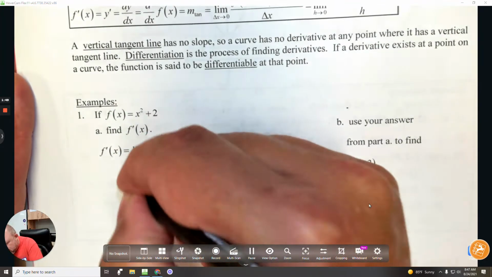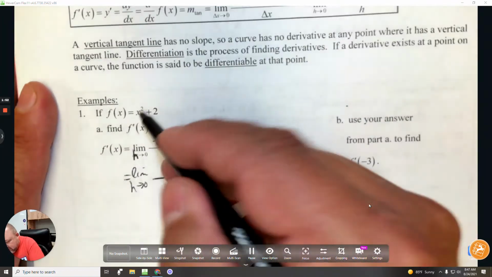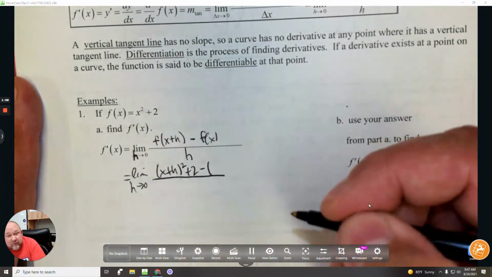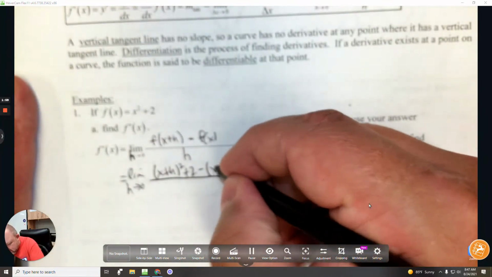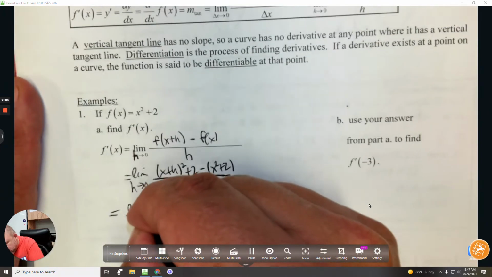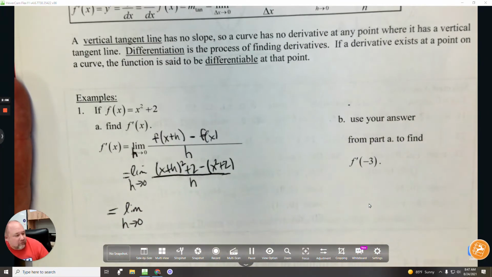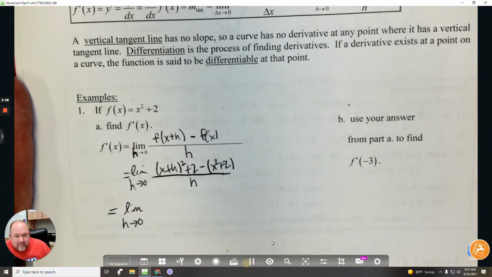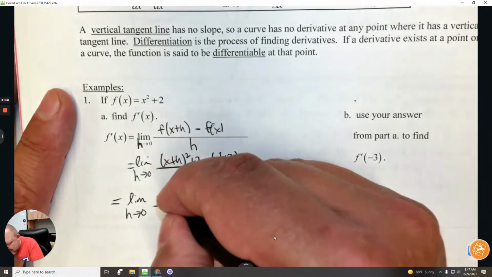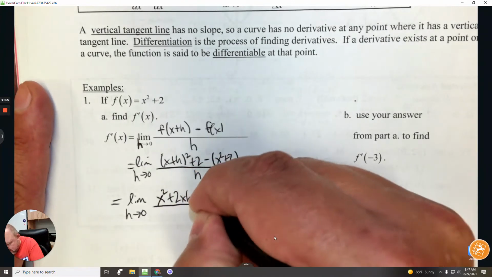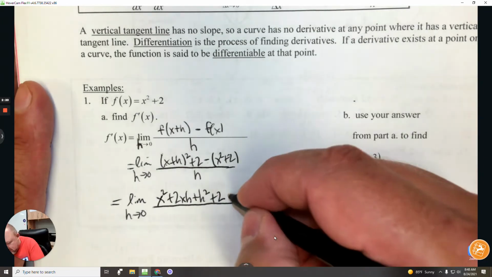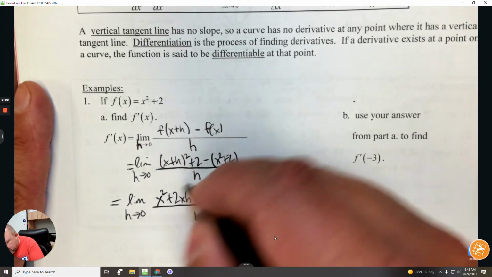So in this situation, we're going to plug in x plus h, and we're going to square it, subtract, use parentheses, and then just plug in the function, and that's all over h. Now we have algebra to do, because right now it's indeterminate. If I plugged in 0 for h, it would be indeterminate. So now we're going to expand. This is x squared plus 2xh plus h squared. We still have a plus 2, and we subtract x squared and subtract 2. So now it's fully expanded.